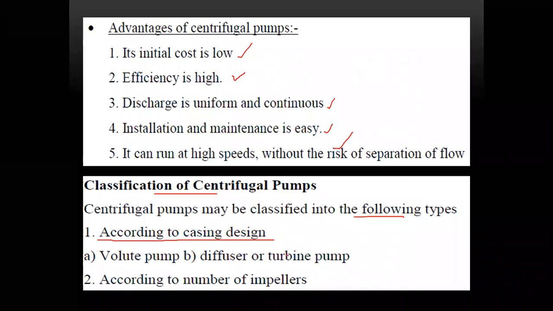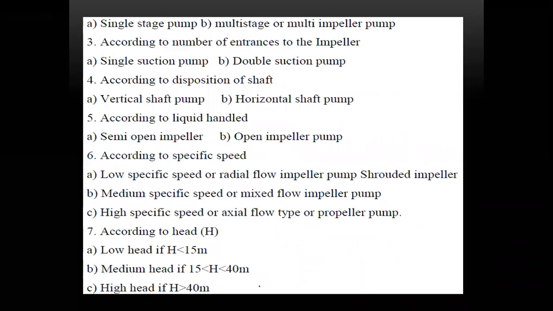According to the casing design, the first one is a volute type pump, the other one is a turbine type pump. The second one is according to the number of impellers: single stage pumps and multi-stage impeller pumps. The third one is according to the number of entrances: single suction pump and double suction pump. The fourth classification is according to the disposition of the shaft: horizontal position and vertical position.